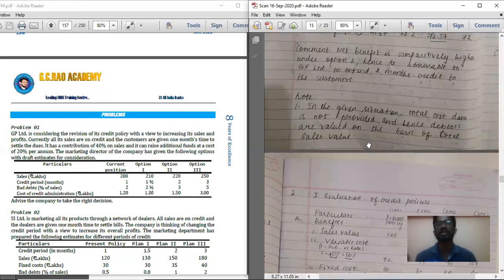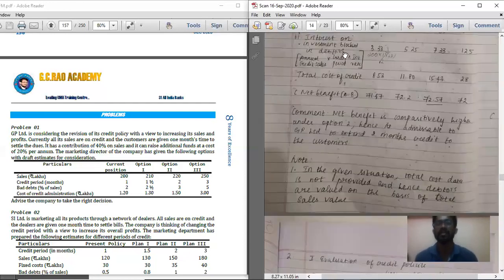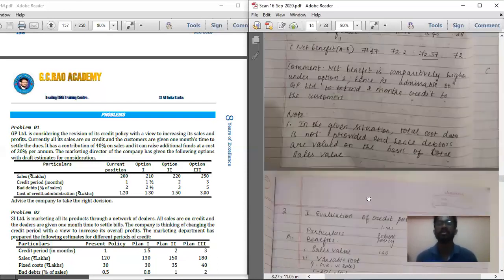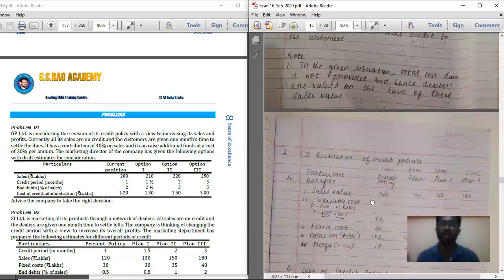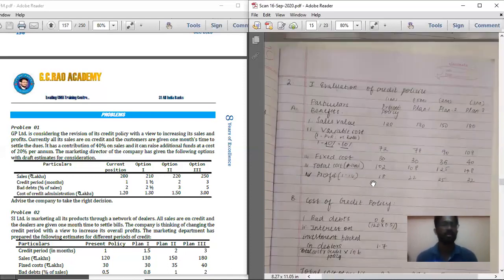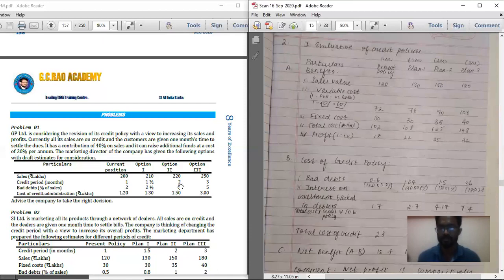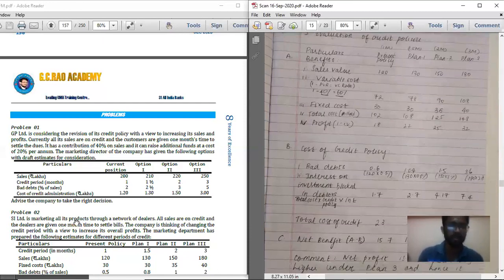So if suppose the cost item is given, then this interest on investment blocked in debtors should be calculated on cost of credit sales into credit period into interest rate. Whatever the amount you are putting in, on that only you are losing the opportunity interest cost. You are not going to lose on the profit. So that is the problem number 1. So with this, problem number 1 is over.